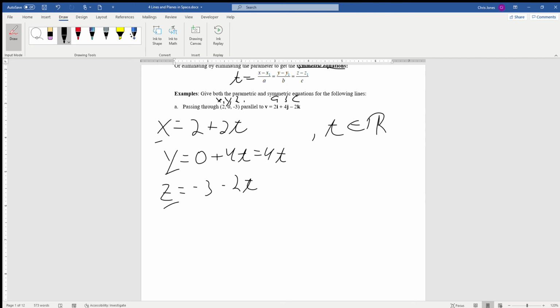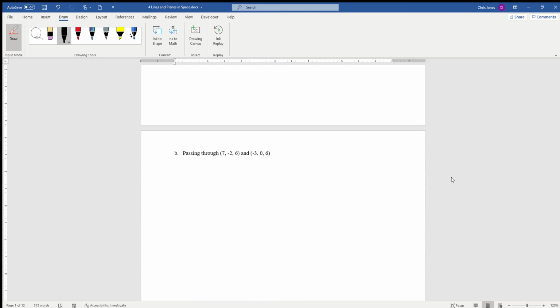All right, so we're going to say that x minus 2 over 2, right? Or we could just use the formula. I just literally looked at the first equation and solved it for t. Is going to be equal to y over 4 is going to be equal to z plus 3 over negative 2. And all of those are equal to our variable t, although it's not as useful. Right, so that's going to be our parametric and symmetric equations, not meant to be too difficult. A second example.